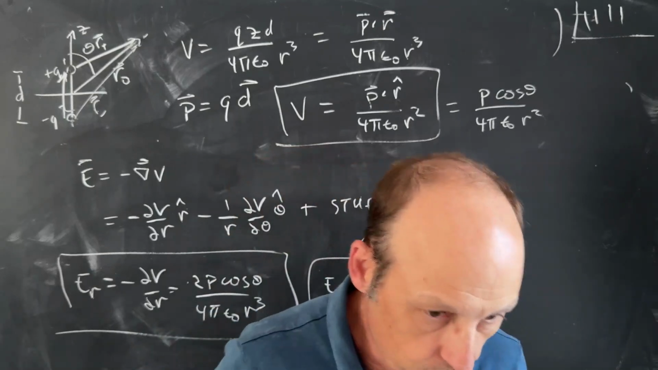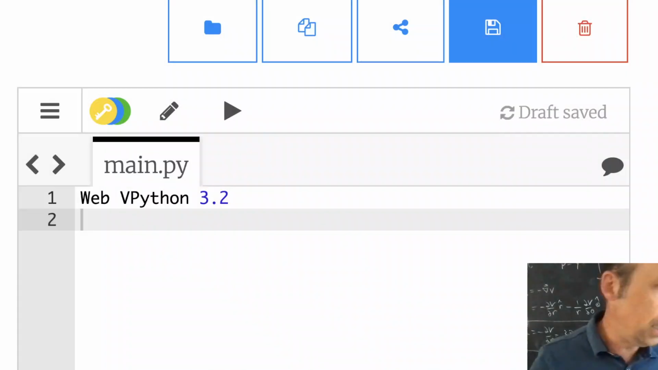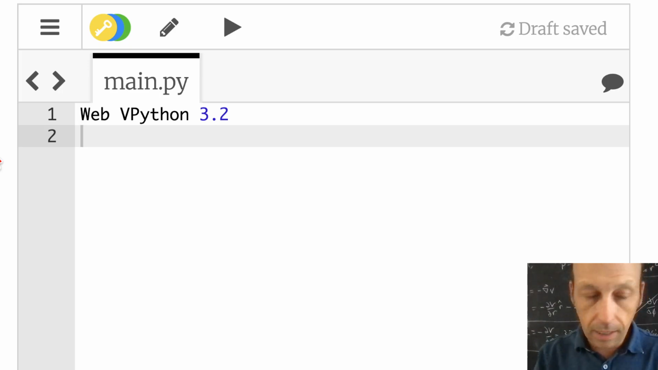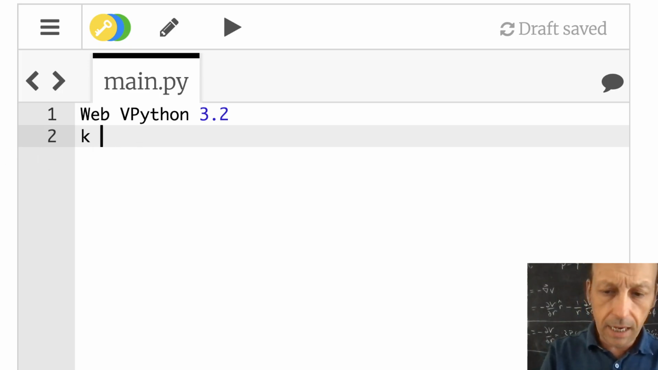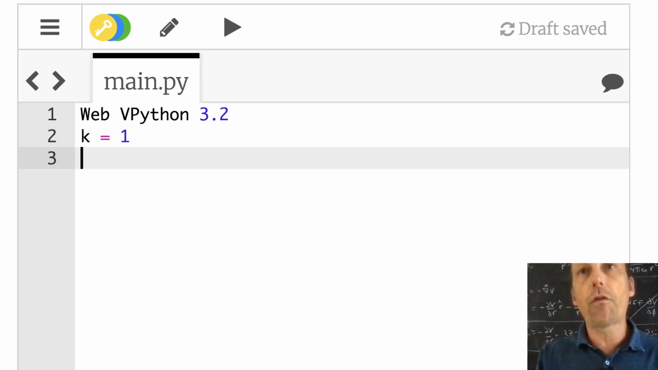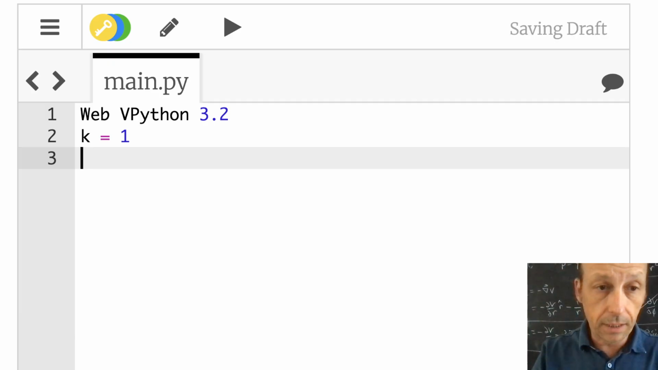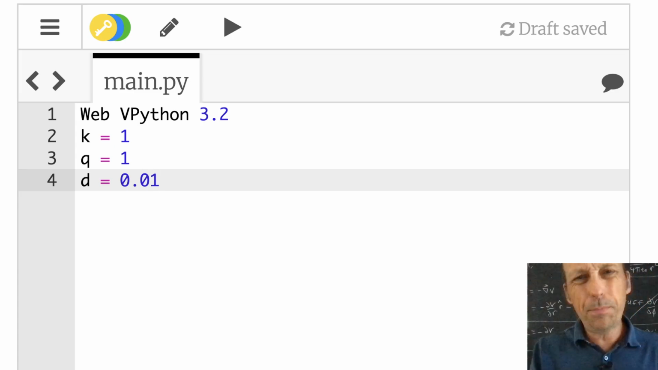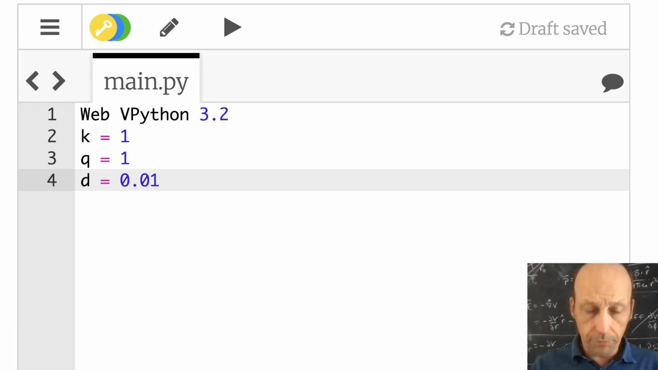Okay, so switching over here to Web VPython. I need some constants here. Let's say k is equal to 1. That's my 1 over 4 pi epsilon naught, so I don't have to deal with that. Q is equal to 1, again, because I don't really care. And then d, I'm going to put 0.01. I just pick a small number. It doesn't really matter; it just matters in terms of that number.